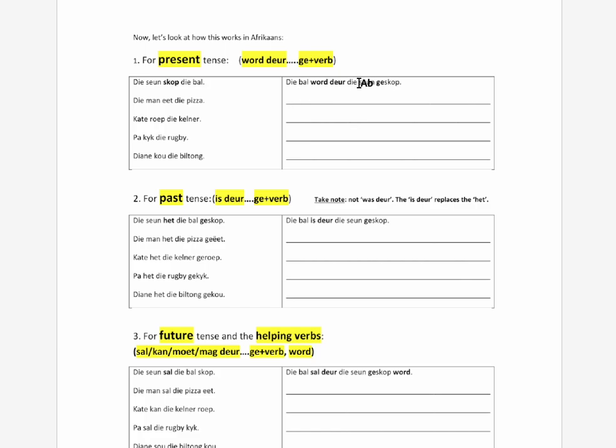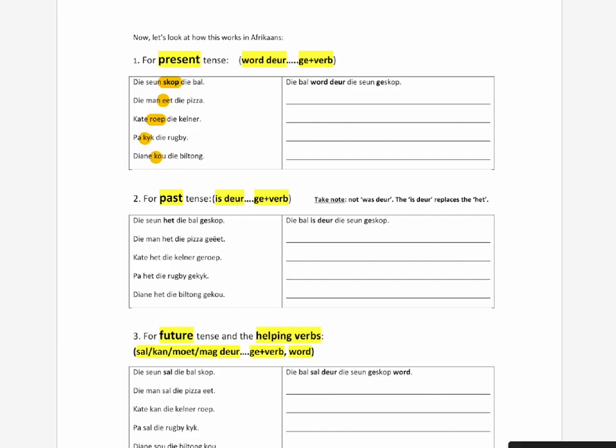All right, so let's have a look. So if I come here and I see what the sentences are, you'll see that before you even start, what you need to remember is that you need to first identify whether the sentence is in the present tense or in the past tense or in the future tense. And what I would suggest you do is, if you're unsure, just highlight the verb. In this case, for instance, it's skop. This one would be eet. That one's roep. That one's kyk. Then we have kou.